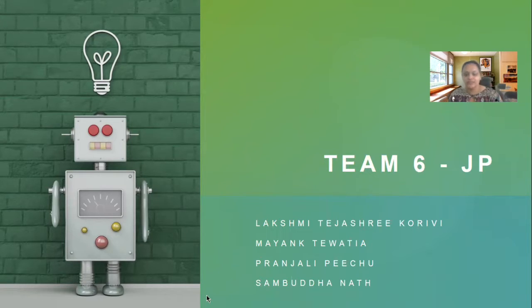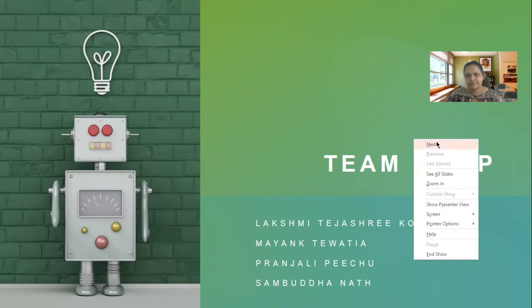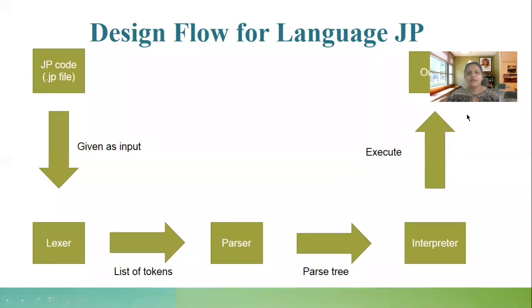Today we are presenting a final project for SER502 course. The language that we have created using Prolog is JP. It is a coalition of two languages, Java and Python. The design flow of our language is as follows.